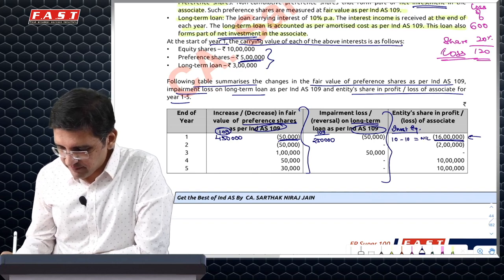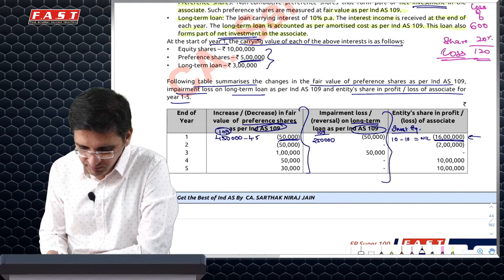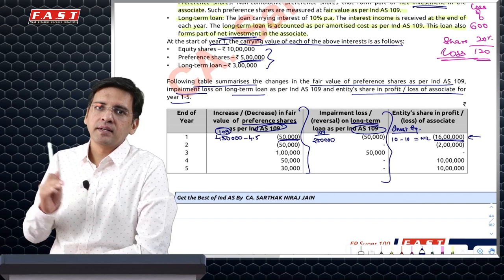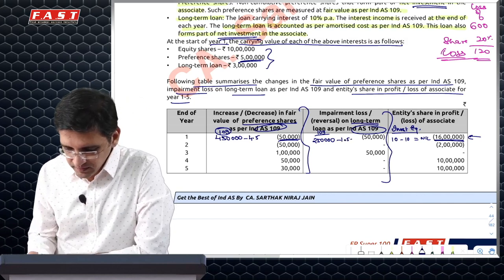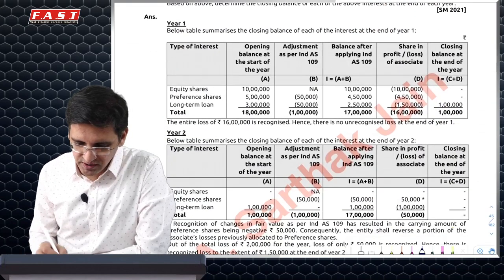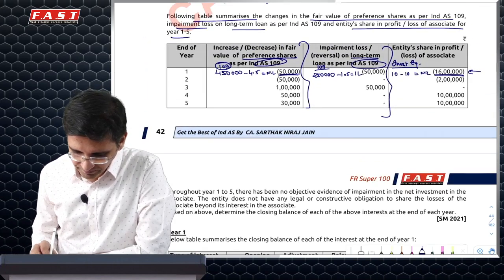I still have 6 lakh of loss left. First I would reduce 4.5 from here because they are standing behind loan providers. The balance 1.5 I'll book from here. So this will be at 1 lakh and this will be at nil. So first year this is going to be my loss allocation. Finally I'll just have 1 lakh rupees of long-term loan.